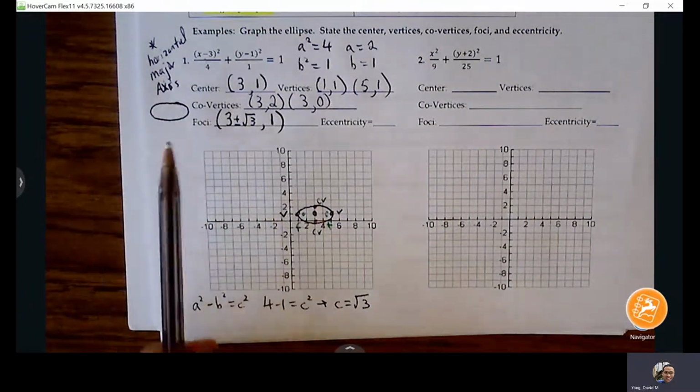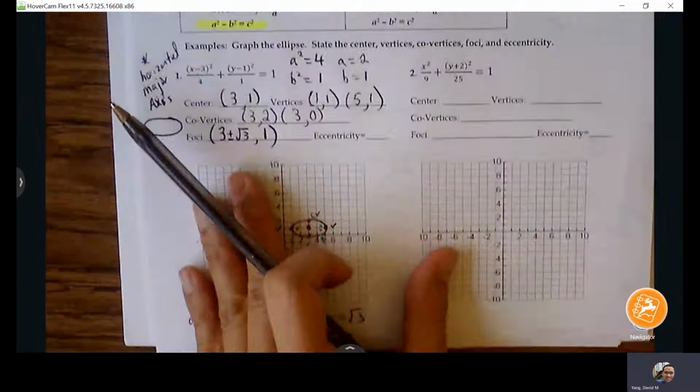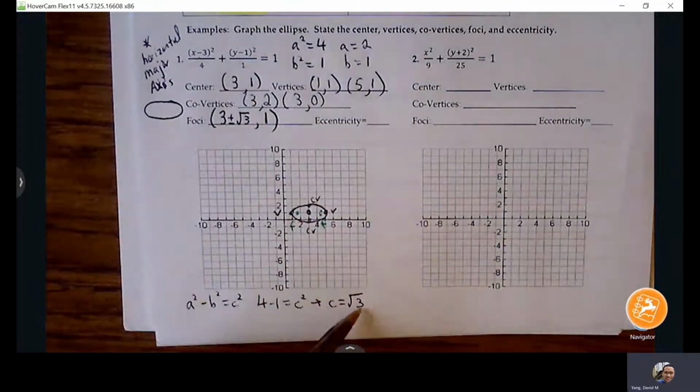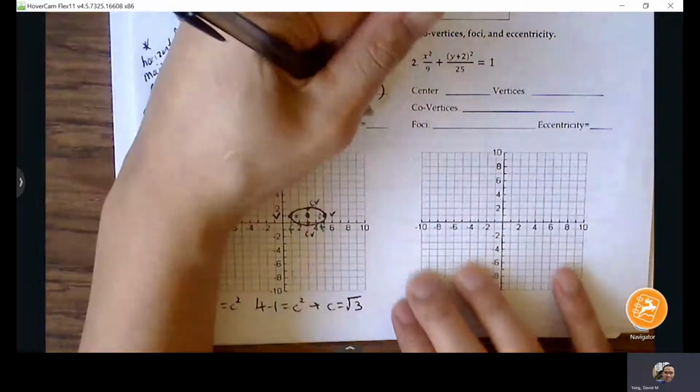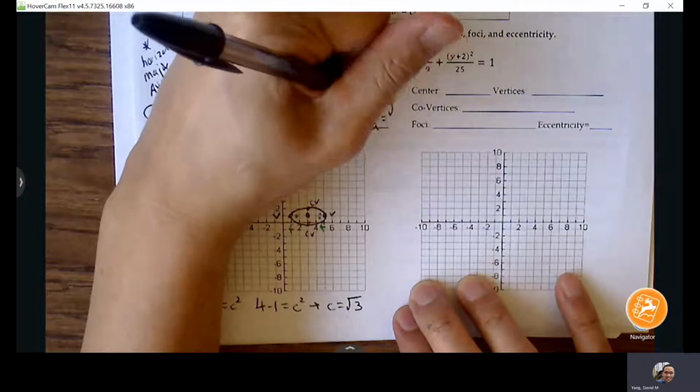Okay, eccentricity, we do C over A. That's the formula. So we take our C value, which is root 3. We take our A value, which is 2. So just C over A, which is root 3 over 2.